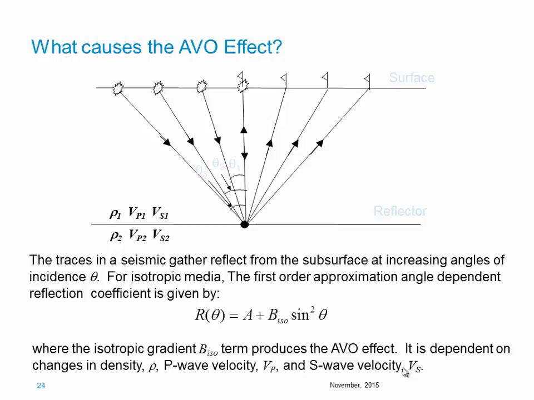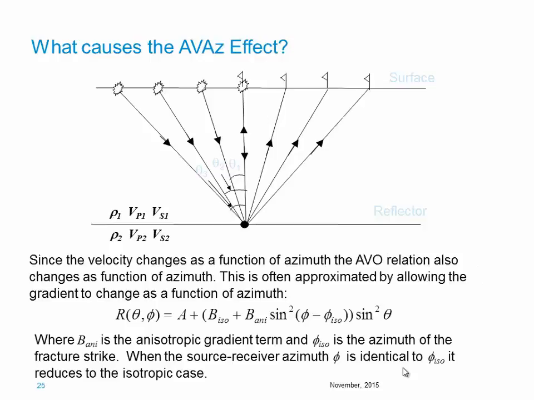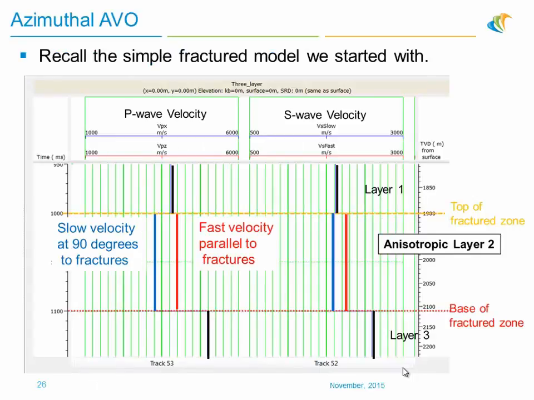One simple way of parameterizing this is to use the two-term Wiggins expression, where we say that the reflectivity is equal to the zero offset P impedance reflectivity, or intercept. And then we have an additional angle-dependent term here, and the dependence is based on this isotropic gradient. When we move into an azimuthal world, the velocity is going to vary as a function of azimuth. And so our gradient term here is also going to vary as a function of azimuth. I'll return to this equation in a couple of minutes, but what I'll do now is let's look at this model that we were looking at earlier on.